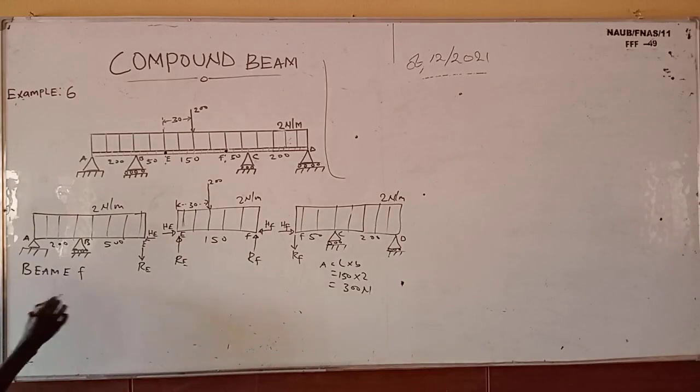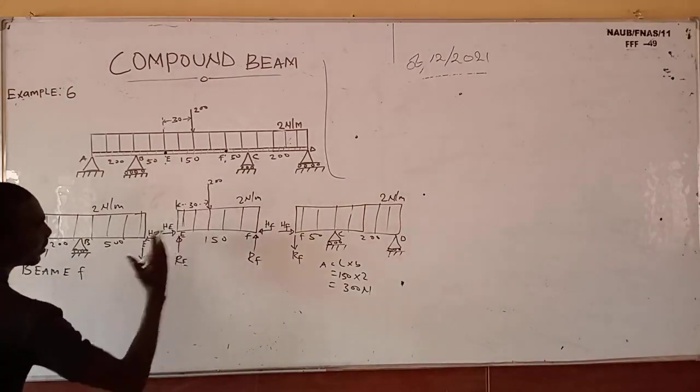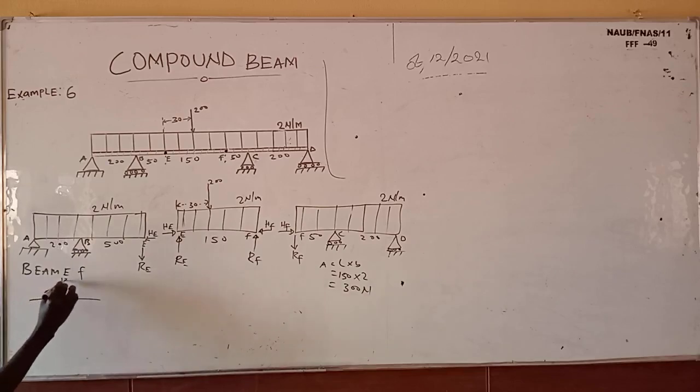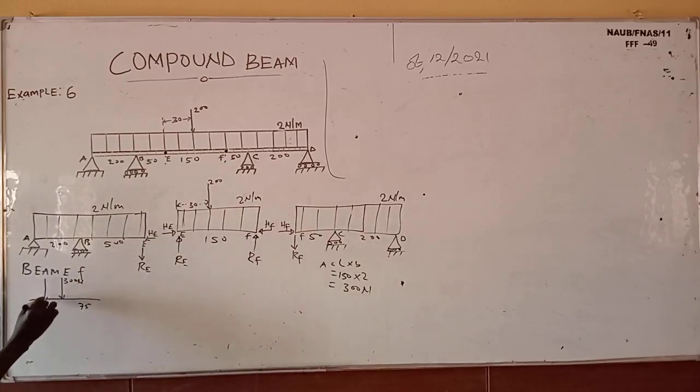And it's going to act at the center of the what? B. So it's going to be like this. Let's assume this is it here. That is 300 Newton. Don't forget this place is going to be 75. And don't forget we are also having 200 Newton here, acting at a distance of 30.